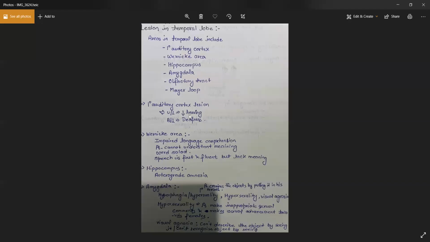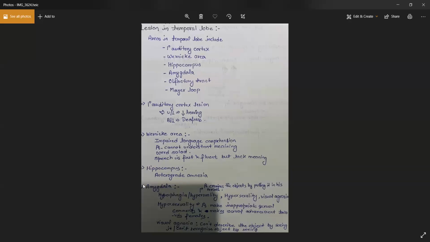If the unilateral damage happened, you will get a decrease in hearing. Because of the Wernicke's area damage, you will get impaired comprehension of any language. You won't be able to follow any command. You won't be able to understand anything, right? The speech will be very fluent, very fast, but it will lack any meaning because the patient was unable to comprehend it, right? With the hippocampus, you can get the anterograde amnesia we have discussed.